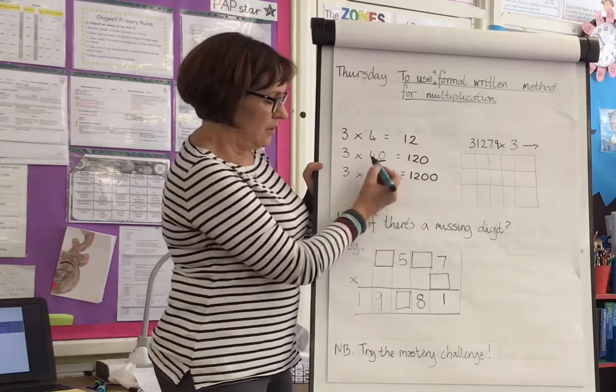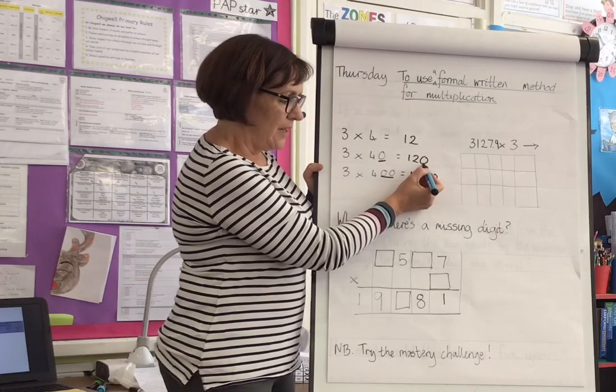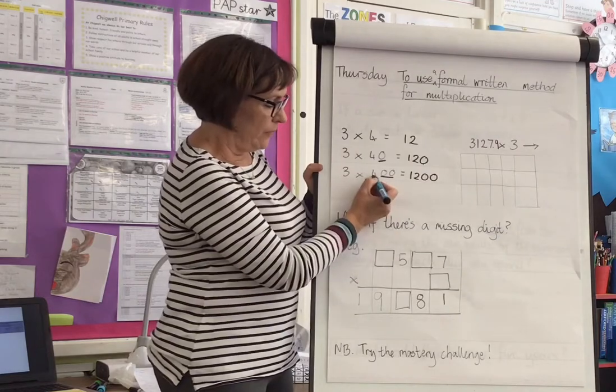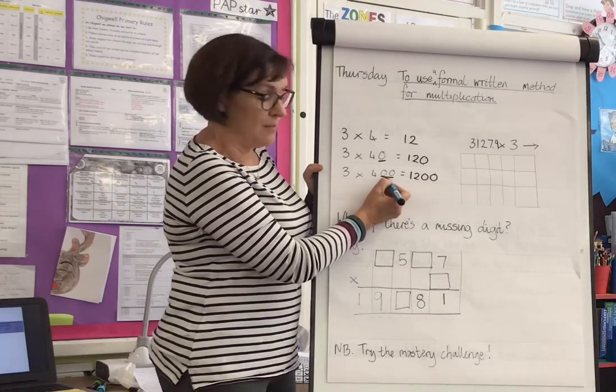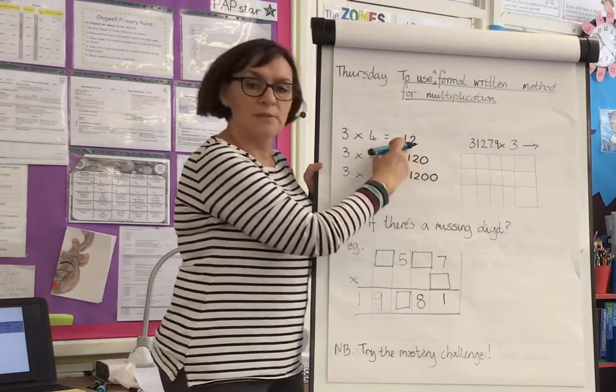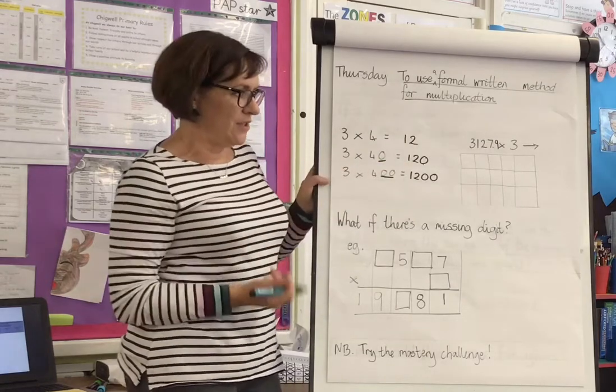So some of you might be working on that today, just looking at the pattern where it gets 10 times bigger. So 40 is 10 times larger than 4, which is why the answer 120 is 10 times larger than 12. 400 is 100 times larger than 4, which is why this answer is 100 times larger than the original answer you got. So once you spot the pattern, it's very straightforward.